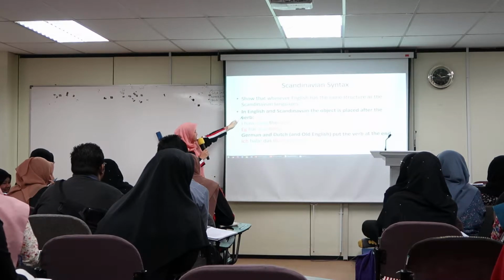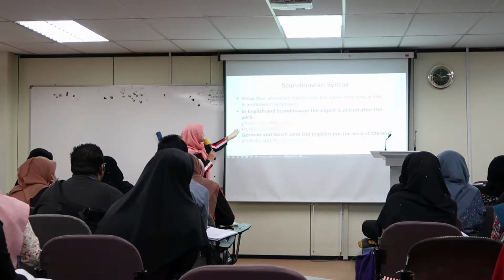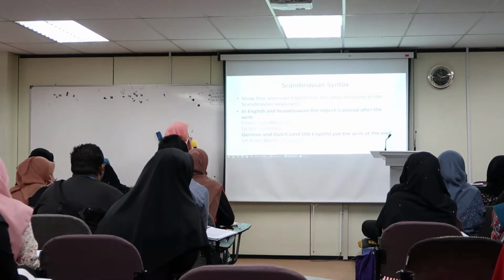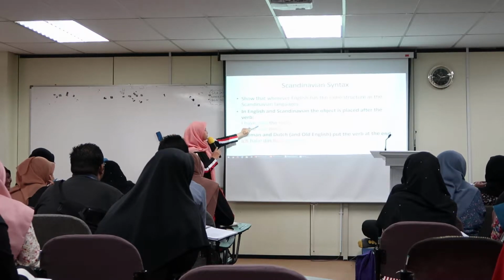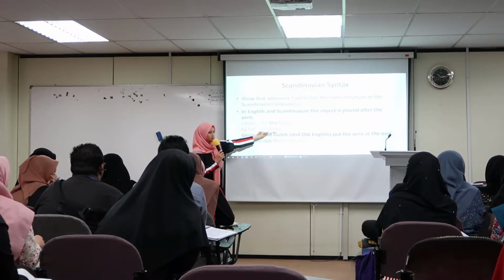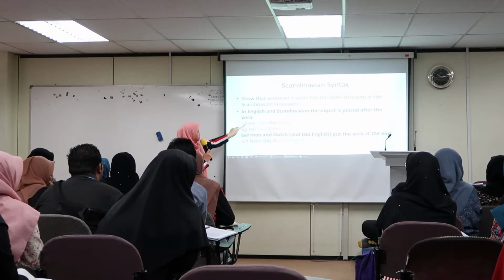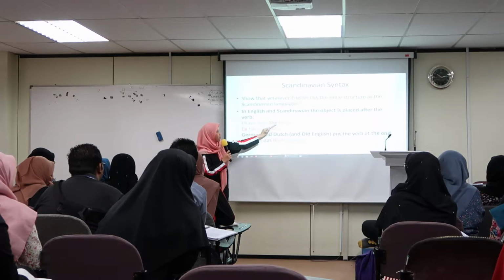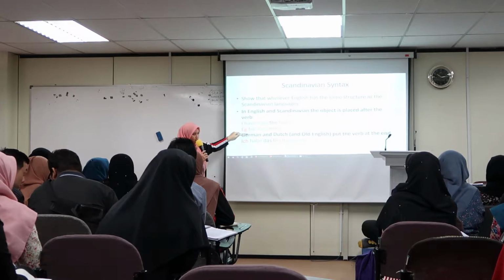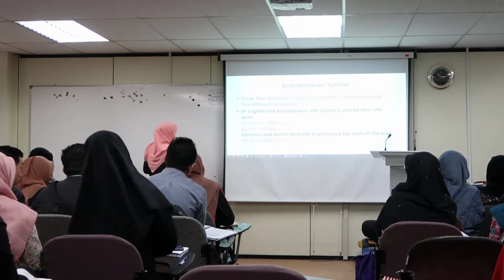So the example is, in English and Scandinavian, the object is placed after the verb. I have put them in color. So, I have read the book. This one is a Scandinavian language. I don't know how to pronounce this, but I have colored it so you can see where the subject, verb, and object are placed. They're the same, right? Between modern English and Scandinavian language.